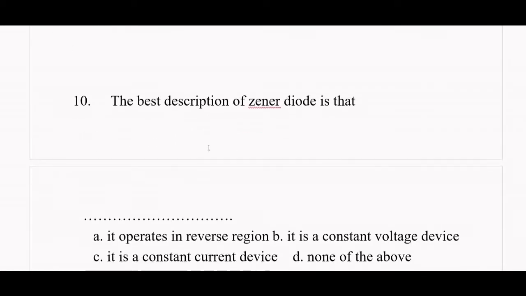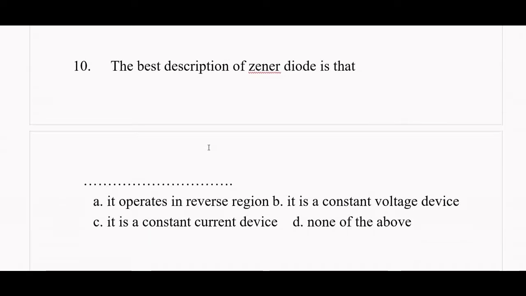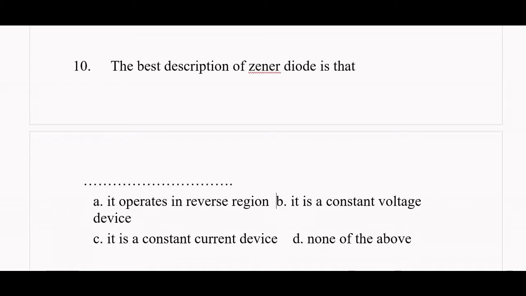Now moving on to question number 10. The best description of a Zener diode is that dash. A. It operates in reverse region. B. It is a constant voltage device. C. It is a constant current device. D. None of the above. So the best description of a Zener diode is that it operates in the reverse direction. Why? Because there can be other constant voltage devices, but the main operation is that it operates in reverse region. So A is the correct option.